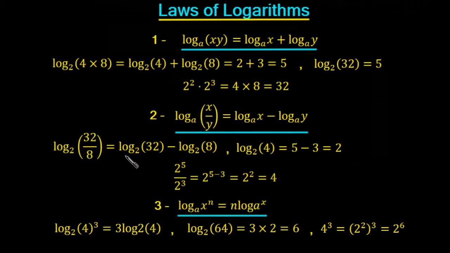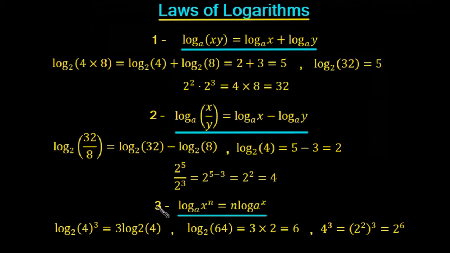But we know that log to the base 2 of 32 is going to be a value of 5, so we have to raise 2 to the power of 5 to get 32, and 2 to the power of 3 would be 8, so that would be equivalent to 5 minus 3, which is equal to our value of 2, so it does work. So in terms of powers, we would have 2 to the power of 5 upon 2 to the power of 3, that's the same as 2 to the power of 5 minus 3, which is 2 to the power of 2, which is a value of 4. So this is the equivalent exponential form of this logarithmic form here.